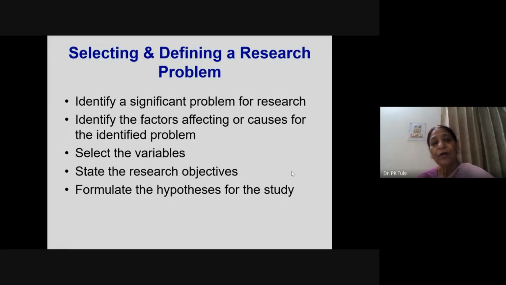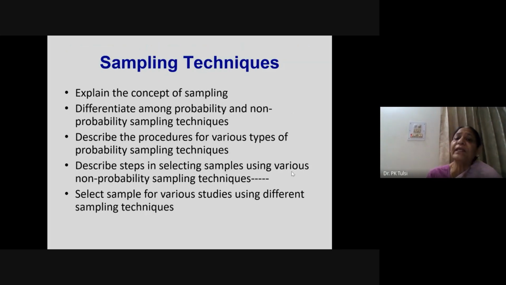So at the end of selecting and defining a research problem, if somebody has learned it, what is expected of the learner? What is he able to do? He can identify the factors affecting, he can select the variables, he can state the objectives, and he can formulate. Now, let me give you another example, sampling techniques.